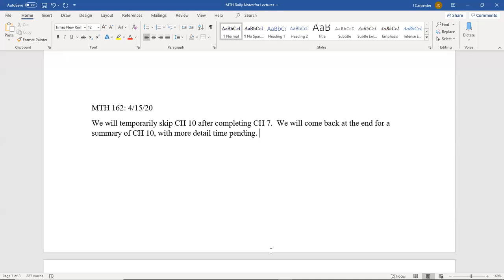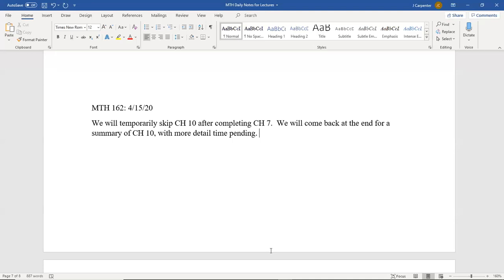Chapter 11 is on something called sequences and series, and it is vital that you learn the notation in that chapter. It's vital that you start seeing the formulas for these things, because if you're going on to Calc 2, you're going to deal with this stuff over and over and over again.